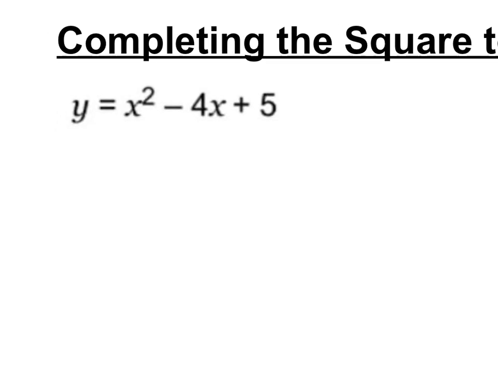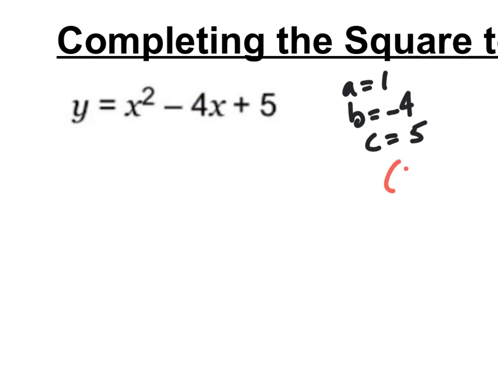Now I want to identify the a value, so a is equal to 1, b is equal to -4, and c is equal to +5. Now I want to complete the square here. So I want to remember that I need to take my middle term, my b term, divide it by 2, and then square it.